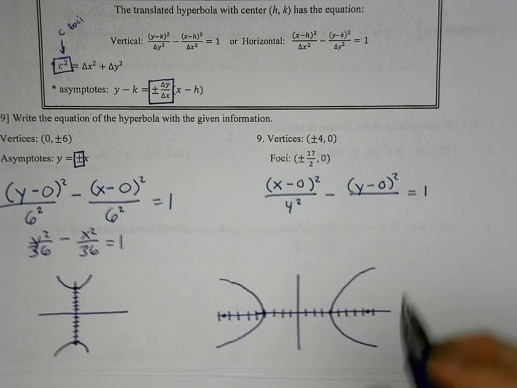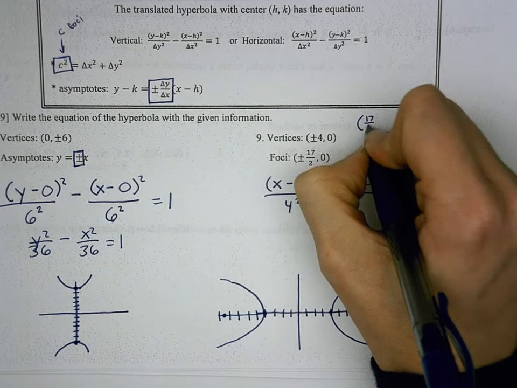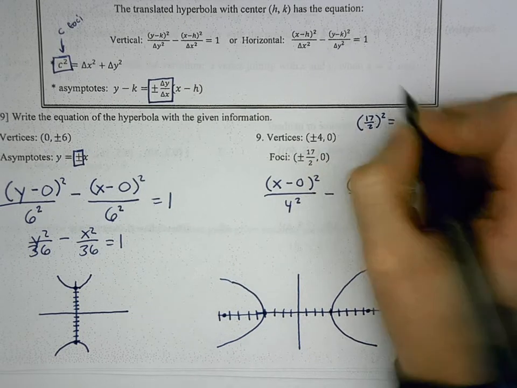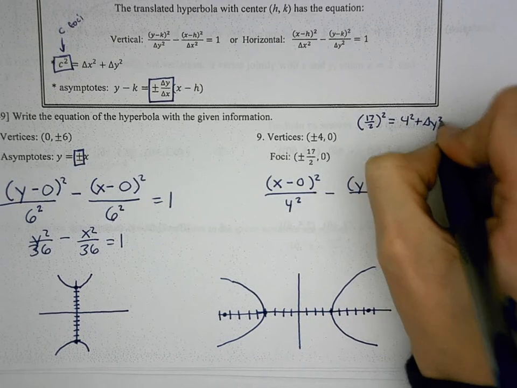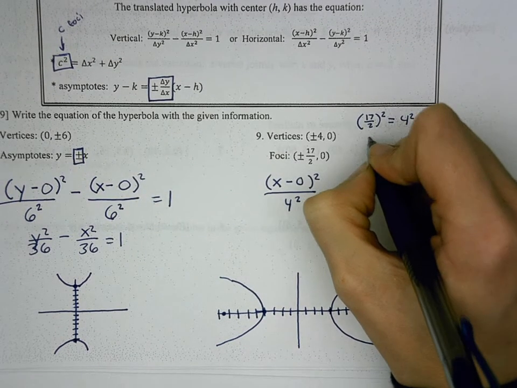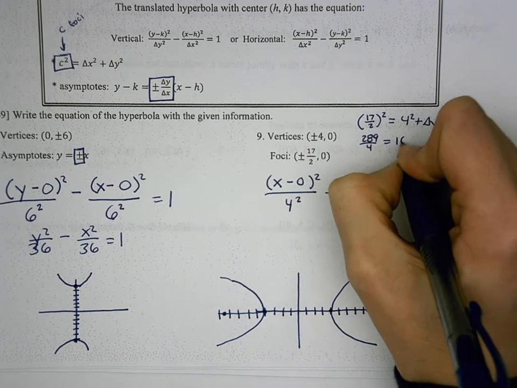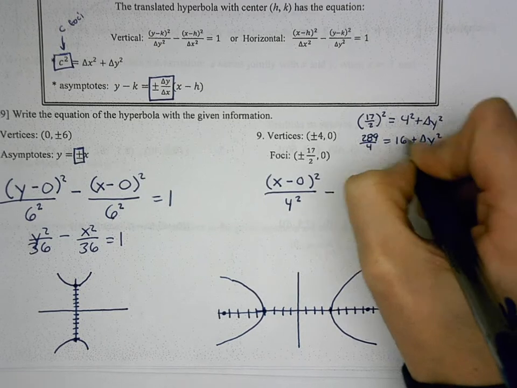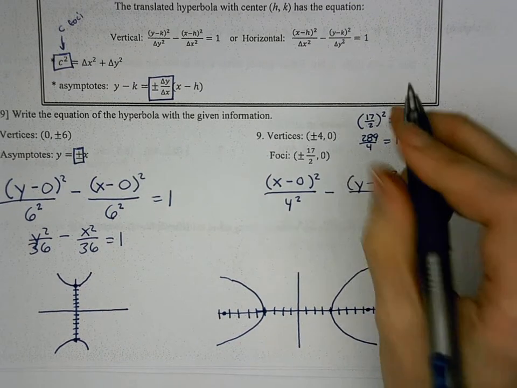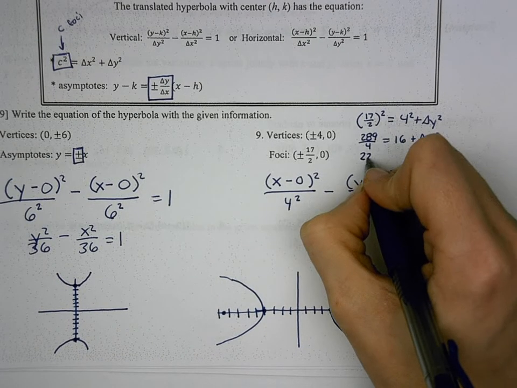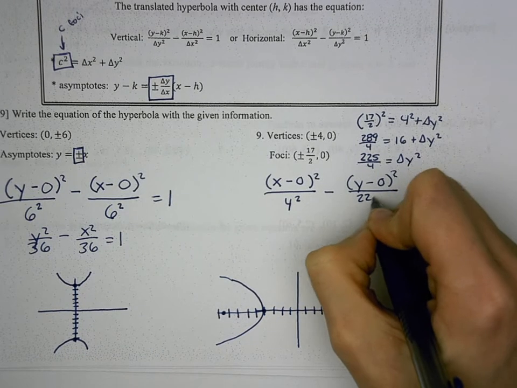So in this case, my foci are at 17 halves. So it'd be 17 halves squared equals my delta x squared, which is 4 squared, plus my delta y squared. Okay? Well, 17 squared is 289, 2 squared is 4, 4 squared is 16. And if I subtract that 16, or aka subtract that 64 over 4, we get 225 over 4, which is my delta y squared. And so this is 225 over 4.